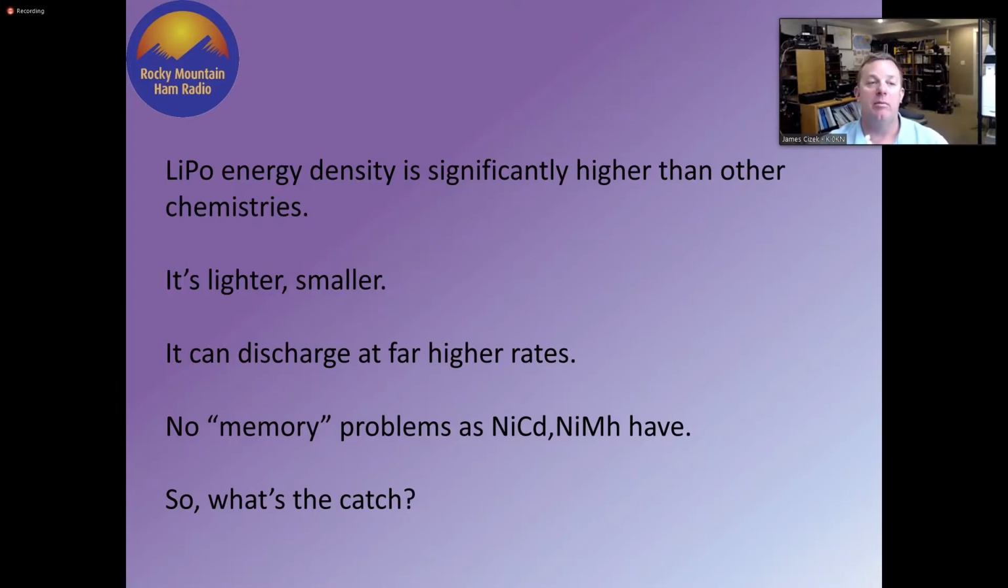NiCads, you may remember the old NiCad days. If you discharged it 20% over and over and over again, that became the entire life of the battery. So you had to do a deep discharge on those every once in a while. So it seems like these batteries are better in every way. So what's the catch?